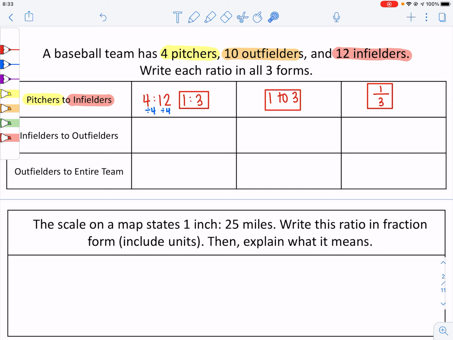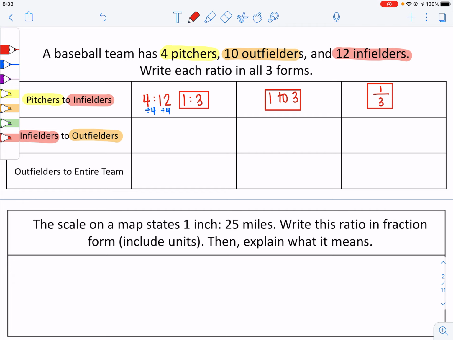All right, I'm going to have you try the next one. In your next one, you're talking about infielders and outfielders. Go ahead and write it all three ways. When you write it the first way, make sure you use a colon, just like I did in the previous example. And please make sure you simplify it. You're going to have to simplify this answer. So go ahead and try all three ways. I need infielders to outfielders. Go ahead.